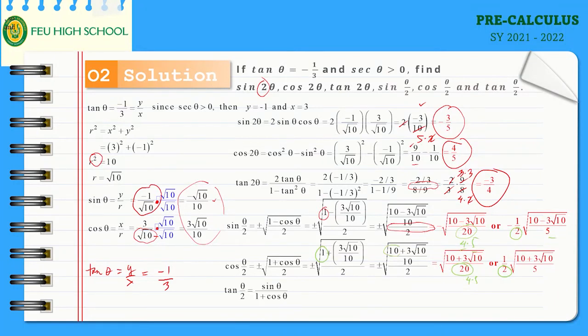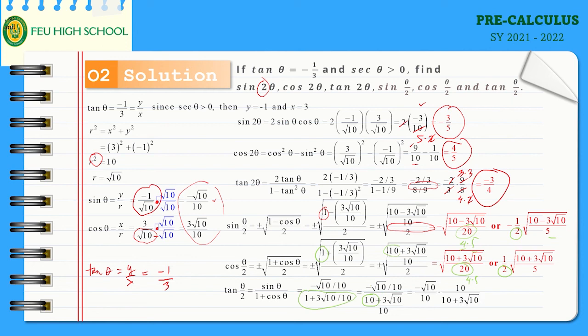And then, finally, for our half-angle identity of our tangent function, sine theta over 1 plus cosine theta naman. So, substitute lang natin. Yung sine theta natin is negative square root of 10 over 10. Yung cosine theta naman natin is 3 square root of 10 over 10. Okay, same idea. We need to combine 1 plus 3 square root of 10 over 10. So, yung 1 magiging 10 over 10. So, kaya naging 10 dito.